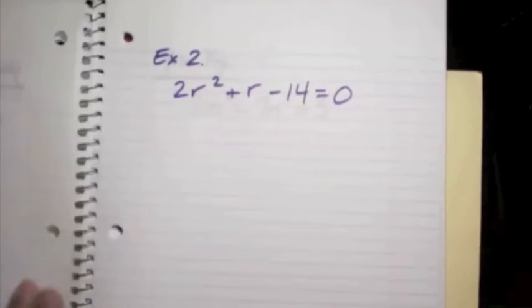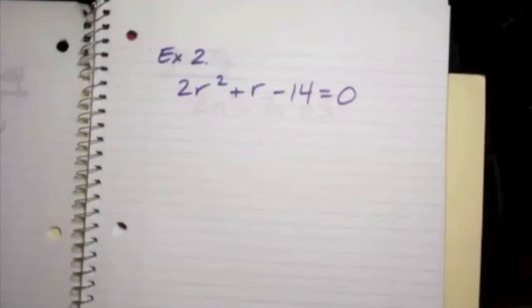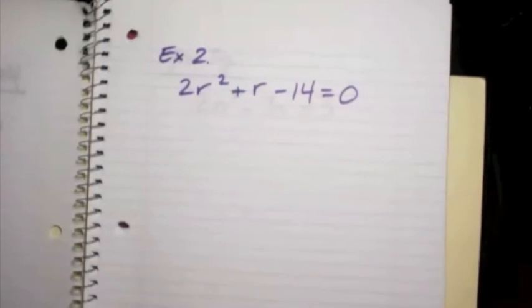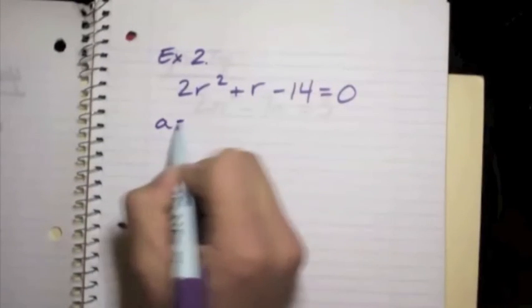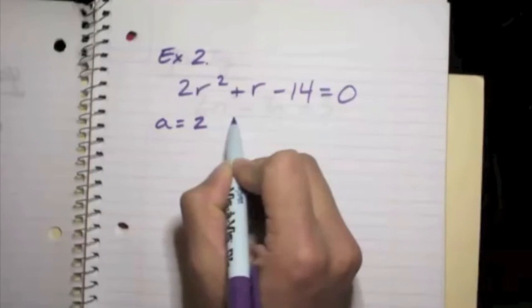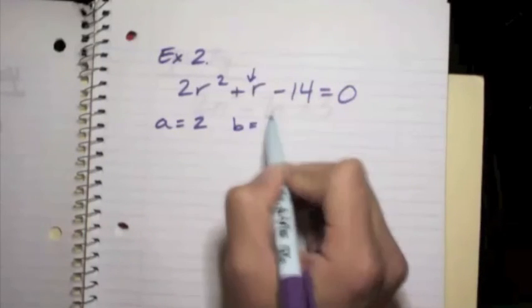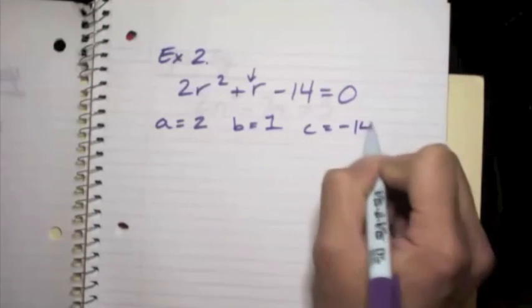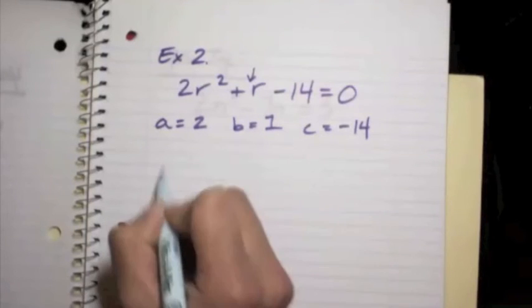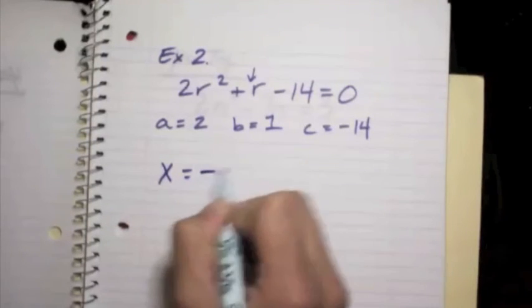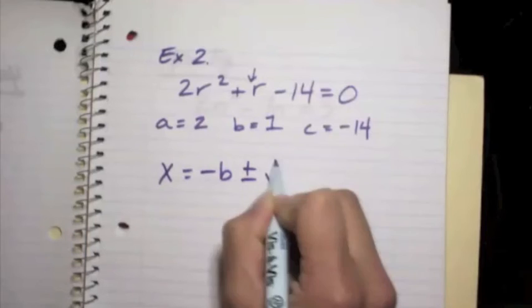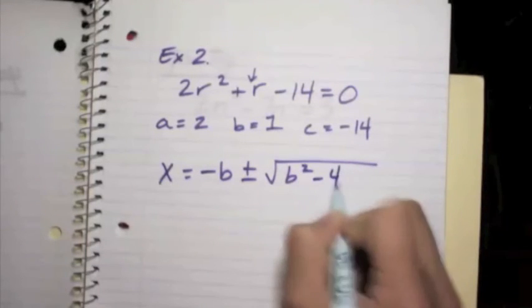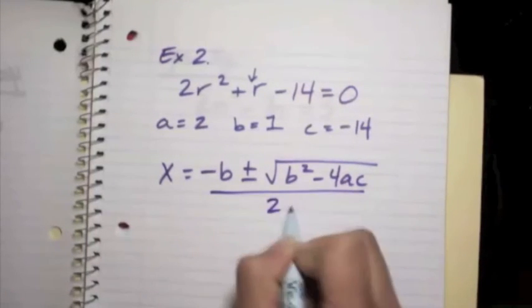Okay, let's try another example. Sometimes what you will get is a value that's not exactly an integer. Okay, but we can still work with this. Again, a here will be 2. B here, there's a coefficient there, you don't see it, but it is an invisible one. C here is a negative 14. Okay, again, let's write out our quadratic formula. x equals negative b plus or minus the square root of b squared minus 4ac, all over 2a.